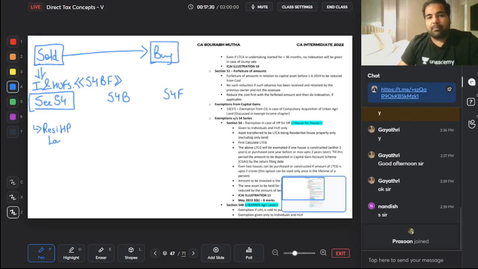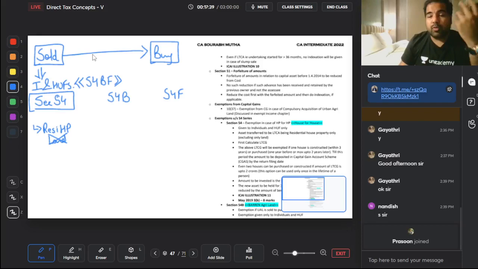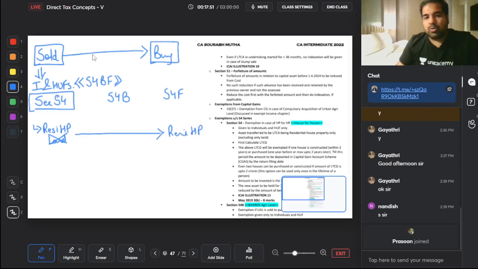Can it be a plain piece of land? No, it cannot be a plain piece of land. And if you're selling a residential house property, let's say you're selling a flat for 1 crore rupees, which you had bought a while back, will you have capital gain? Yes. Do you want to pay tax on that capital gain? No. So what do you do? You go ahead and buy a new residential house property. So this is one house for another house. Yes, one house for another house.